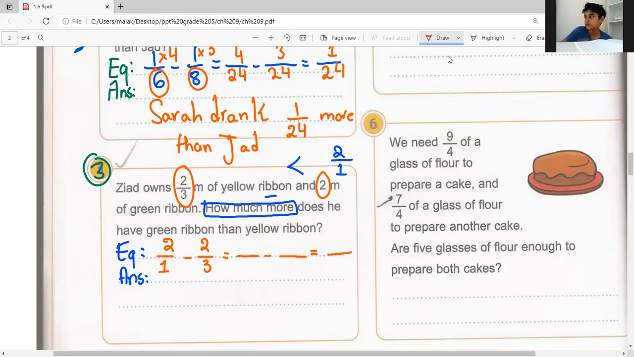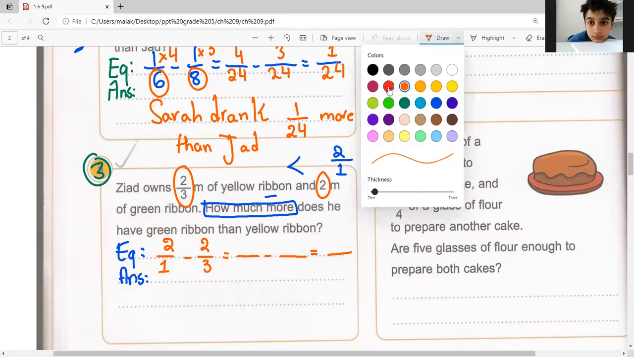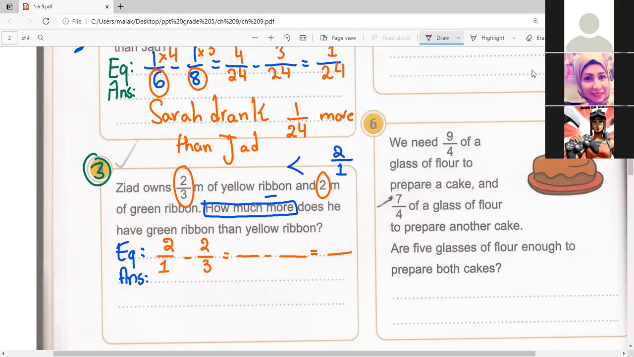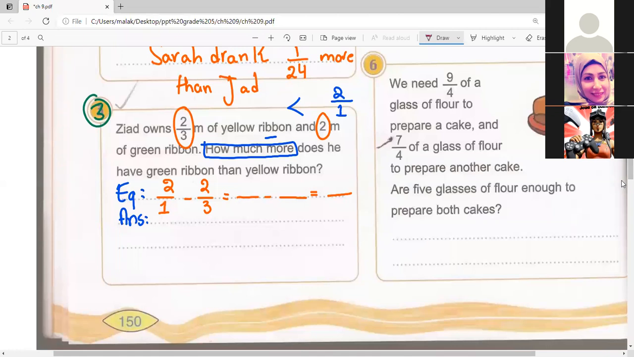Which page? 150. It's the homework. Yes. What shall I do next, Ali Ail? Ali Ail, what shall I do next? Yes, teacher. Ali, where are you? Talk, please. Ali Ail. Can I help him?